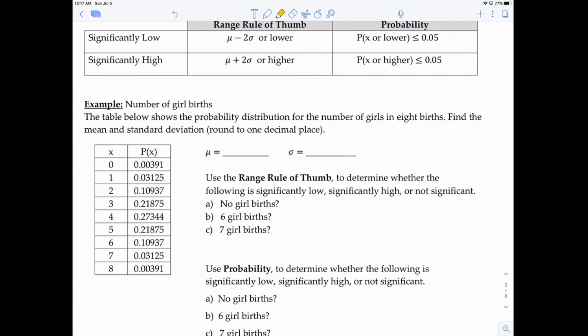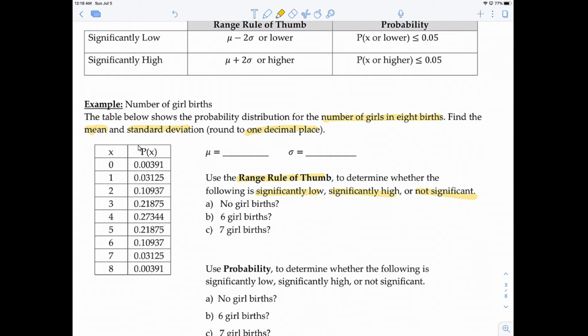The table below shows the probability distribution for the number of girls in 8 births. Find the mean and standard deviation, round to 1 decimal place, and then use the range rule of thumb to determine whether the following is significantly low, significantly high, or not significant at all. Here we have the probability distribution, and I've verified it. This is a probability distribution. You do not have to go through those 3 steps. I'll just declare that it is.